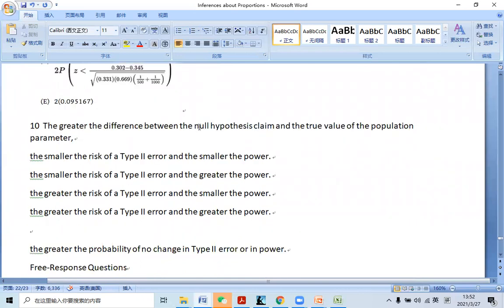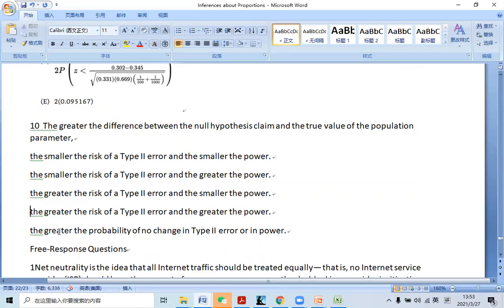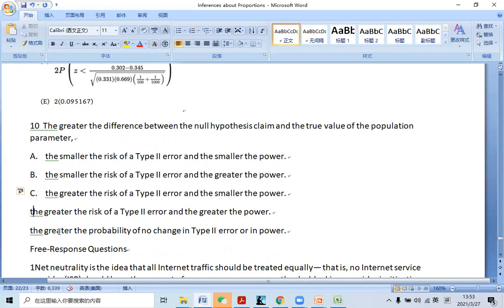The greater the difference between the null hypothesis claim and the true value of the proportion parameter, the bigger the difference between the null hypothesis claim and the true value of the parameter. Which one is good? It's A, B, C, D, E. Look at this one. Well, fill out the blanks.